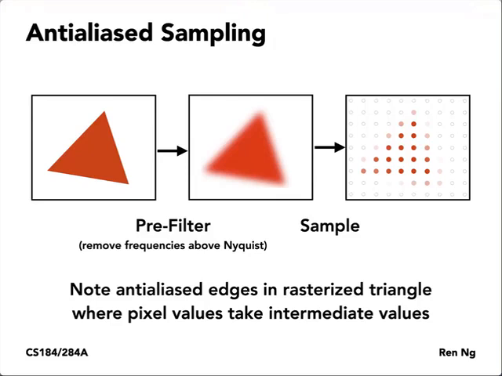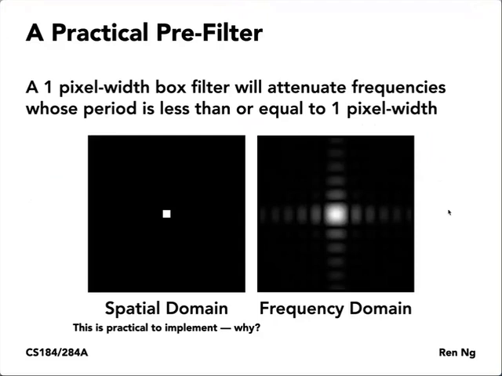The question is, how much blurring to do? What I finished describing in lecture was that we can consider using a 1 pixel width box filter in the spatial domain in order to attenuate frequencies in the frequency domain whose period is less than or equal to 1 pixel width. This is practical to implement. You might think about why. We're going to talk about how we're going to approximate it practically in a second.